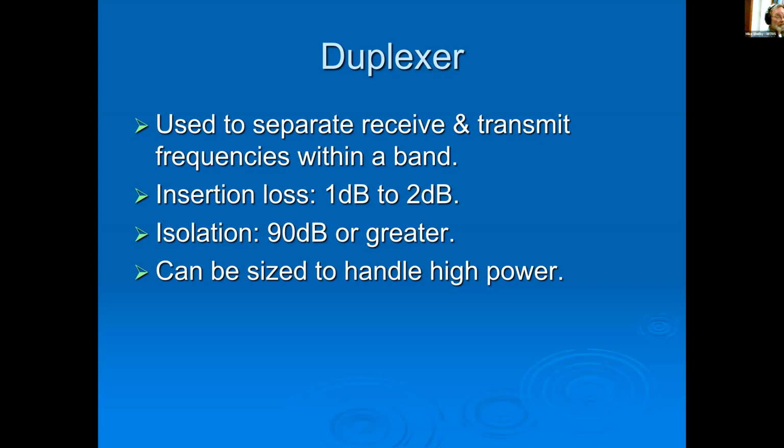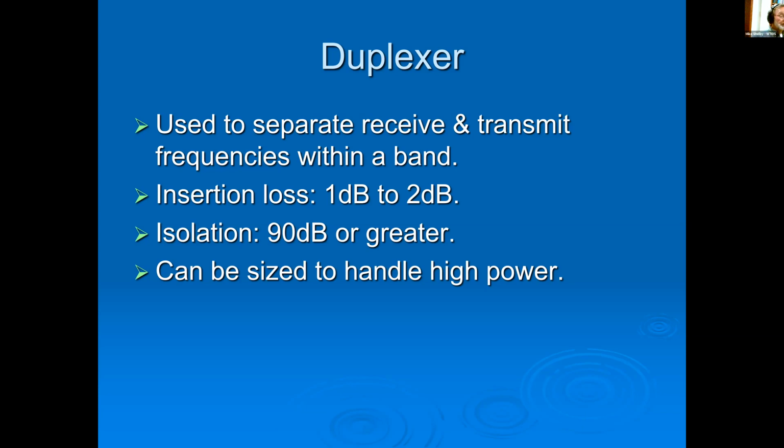The really amazing thing is that the isolation between the transmit and receive, you got almost 90 dB or greater amount of isolation, huge amount of isolation. So that receiver will never see what's going on with that transmitter, and that's what you have to do. This type of duplexer can be sized to handle higher power. So it's just bigger. It's a bigger duplexer. You just throw more money at it to make all of this stuff work.